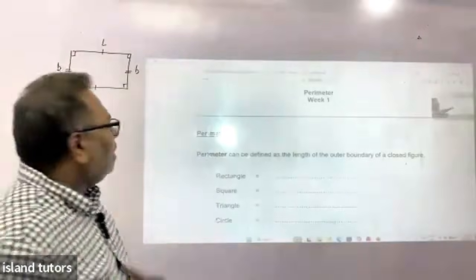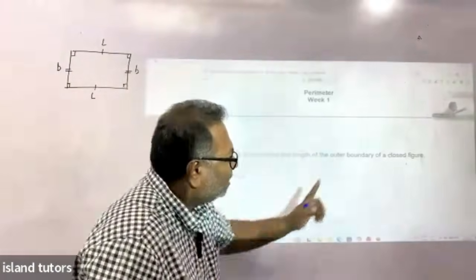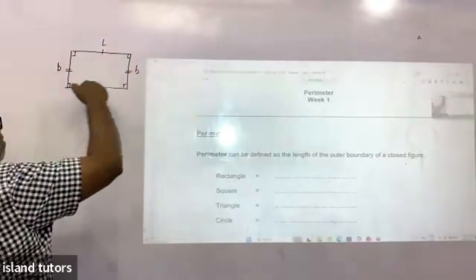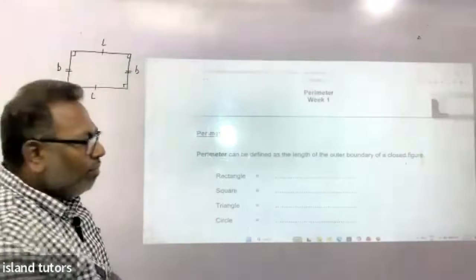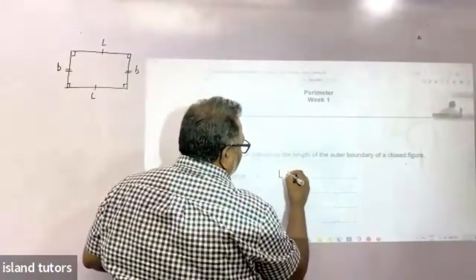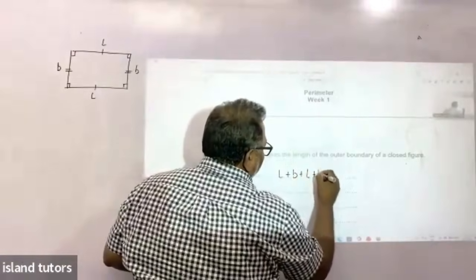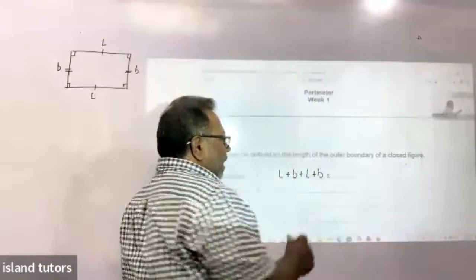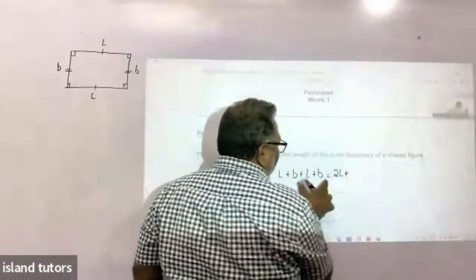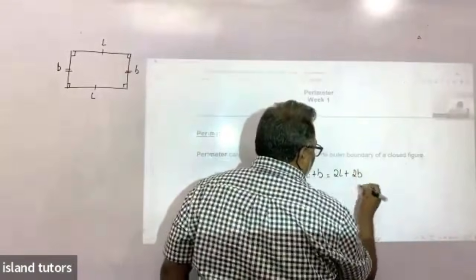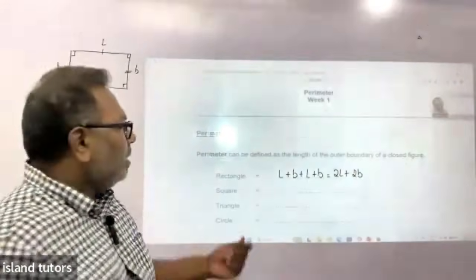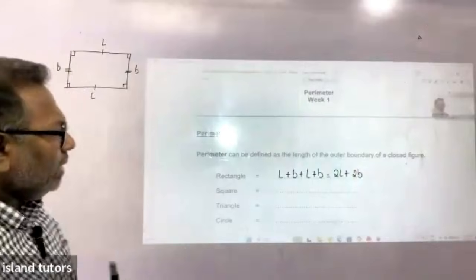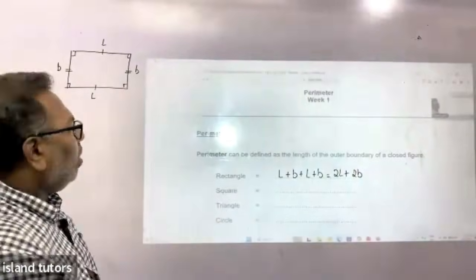Again, going back to the definition, perimeter is the length of the outer boundary of a closed figure, the sum of all the lengths. So L plus B plus L plus B. You can simplify it: L plus L is 2L, B plus B is 2B. So 2 lengths plus 2 breadths is the perimeter of a rectangle. I'll give you time to quickly take it down.